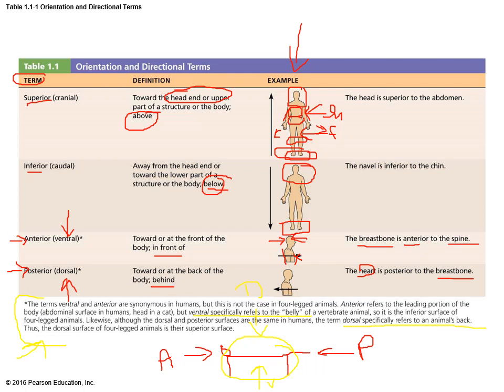So in humans, once again, anterior is the same as ventral, posterior is the same as dorsal, towards the front, towards the back. But in a four-legged animal like your dog, your cat, anterior would only indicate the face, posterior the tail and the butt, and then the belly side would be ventral, and the dorsal would refer to the animal's back.